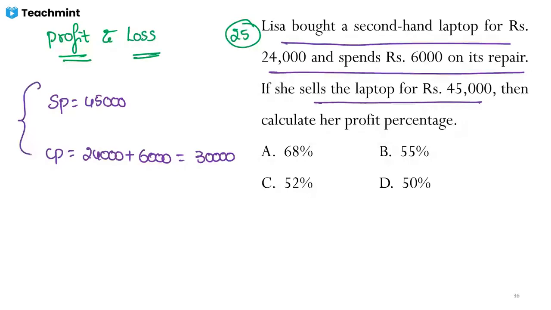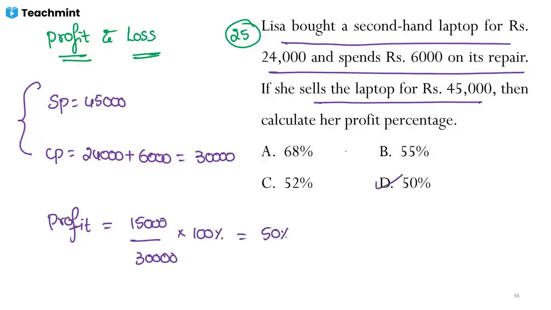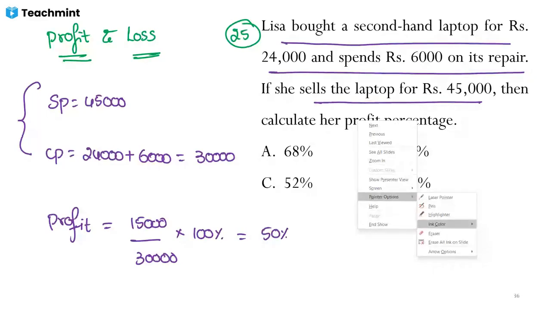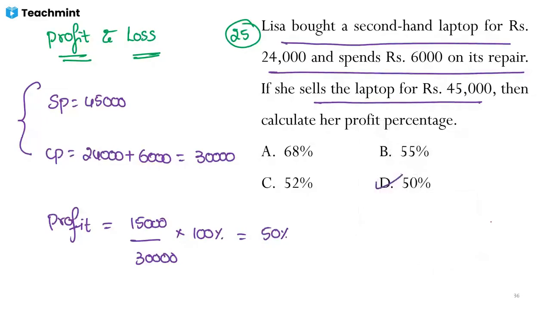So selling price is 45, cost price is 30, profit is 15,000 out of 30,000 into 100, which is 50%. 50% is the profit, you just see. Profit is with respect to CP. We discussed today itself one question related to profit percent. Profit percent is profit with respect to cost price always. Loss also is with respect to cost price only. Right.